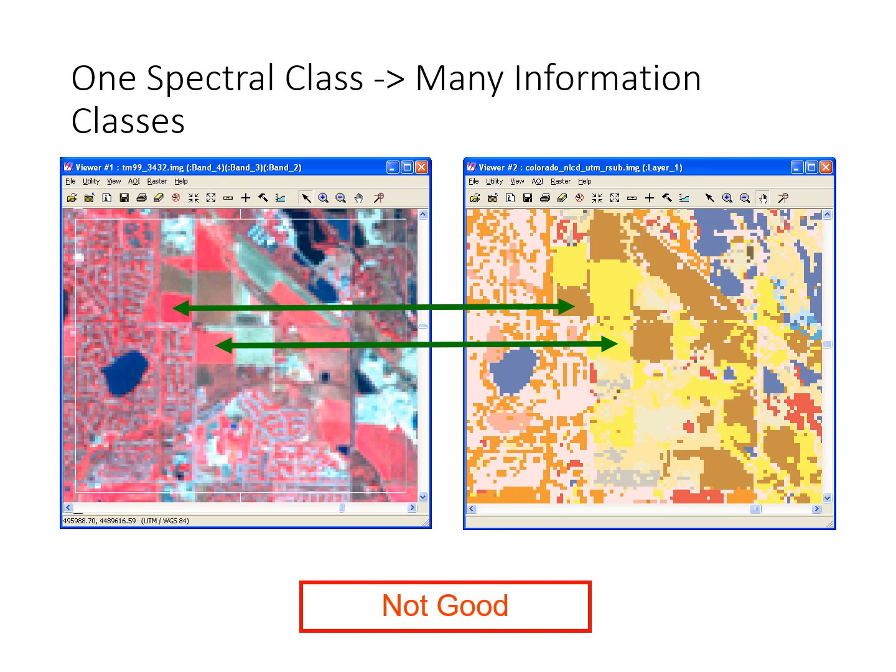The more difficult situation is where you have one spectral class and many information classes. So for instance, over here on the left, this is a little subset of Fort Collins. We've got these two bright red, you can probably guess this is a color infrared image. This is a bright red area, in 2 different patches.